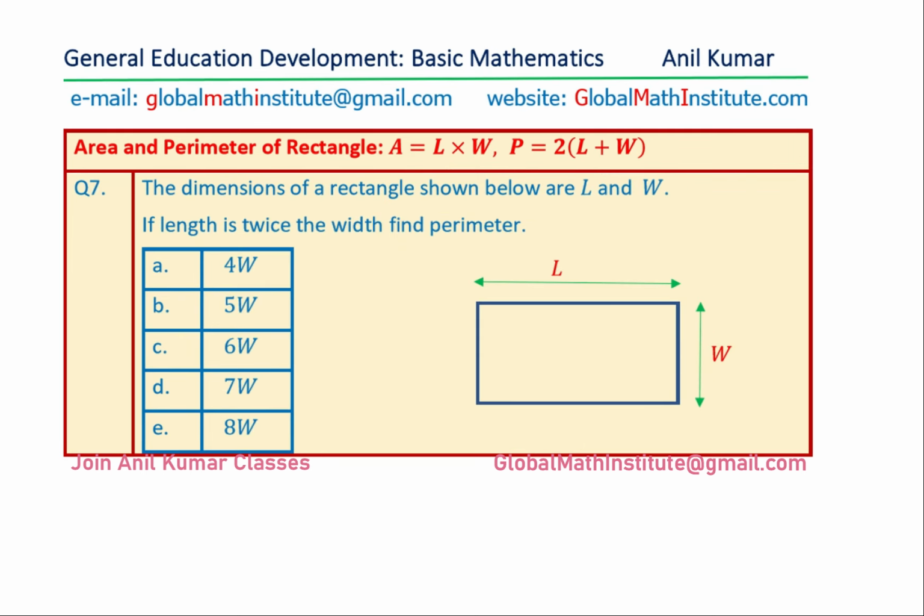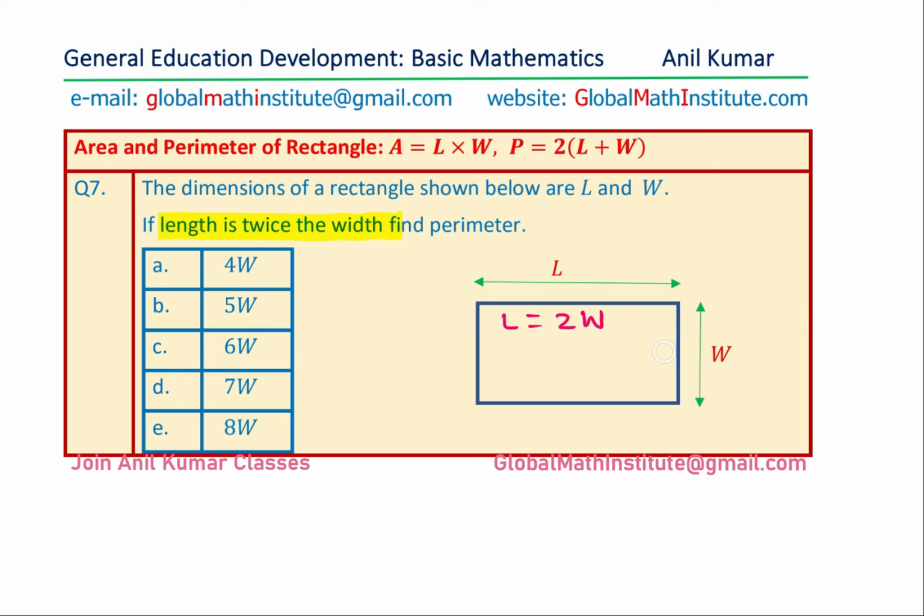Let's move on. We now have question number 7. The dimensions of the rectangle shown below are L and W. The length is twice the width. Find the perimeter. So we are now relating length and width together. Length is twice the width. What does that mean? That really means we can write L equals 2W, twice the width.